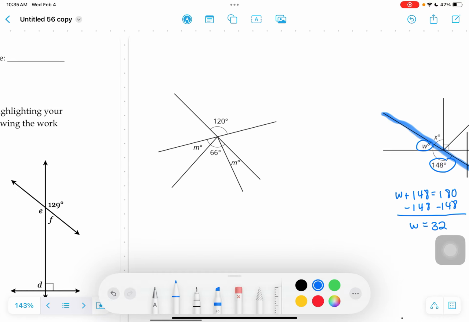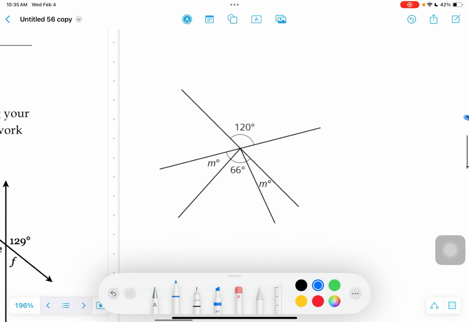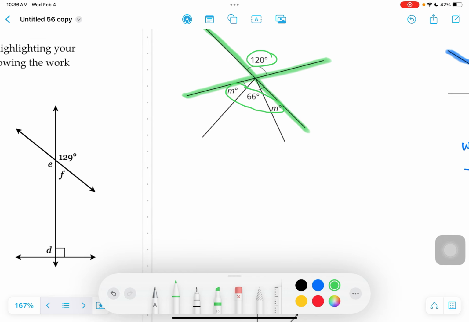Let's look at one final one here. This one can appear tricky at first, but I noticed vertical angles here. So that means this angle is across from these three angles. So they must be the same.